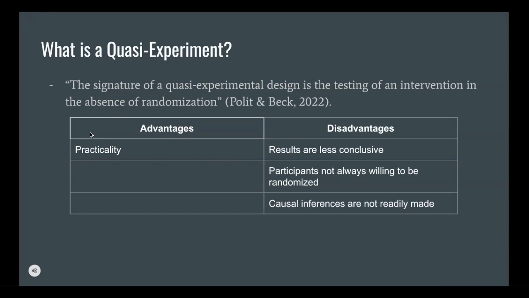I included the advantages and disadvantages of this type of study. So the advantage is the practicality of it. With nursing research, oftentimes it occurs in a natural setting where it can be difficult to deliver an innovative treatment randomly to some people, but not others. The disadvantages are that the results are less conclusive, participants are not always willing to be randomized, and causal inferences are not readily made.